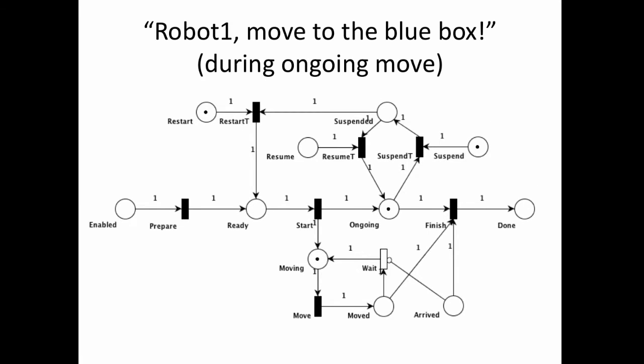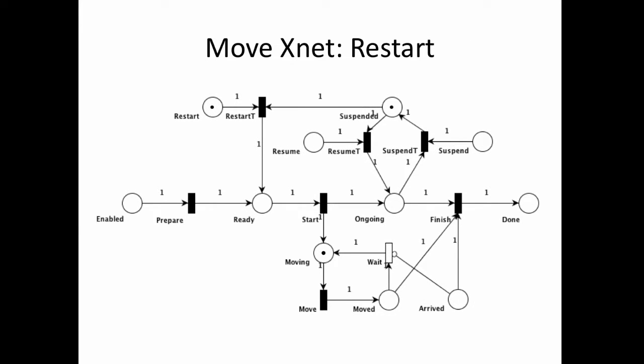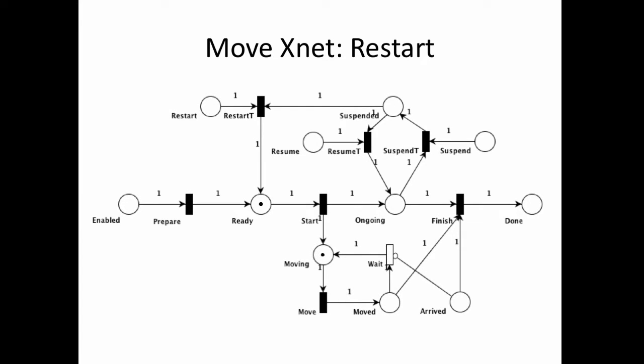A more complicated case is where we're in some ongoing move. We were ambling to the green box, and then we said, Robot 1, move to the blue box. And that requires us to go through two sets of transitions. First, we want to suspend what we were doing, but we also want to restart it. So we populate both the suspend and restart places. We go first to suspended, and now the prerequisites are met for the restart T transition, and we go back to ready, and finally back through the start transition. And now we're back in our normal ongoing moving sort of state, but we have two tokens placed in the moving place. Is that important?